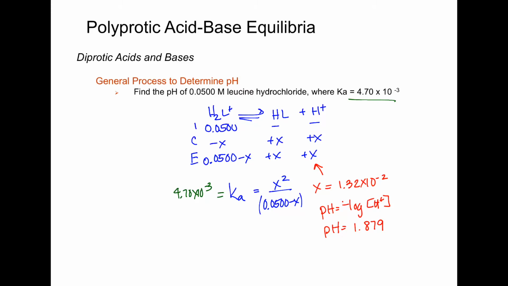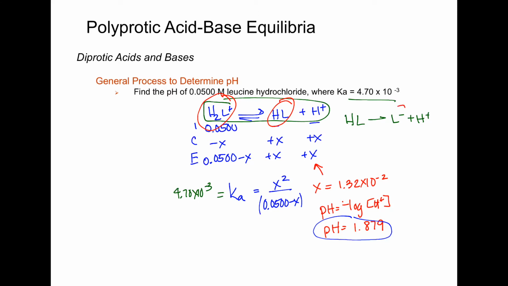Now that's the pH. If the only equilibrium that we really have to worry about is this one here, and we don't have to worry about the one of HL going to L minus and H plus, and so we made that assumption at the beginning to simplify our calculations. The way that we can tell that that assumption is true or not is by looking at the relative concentrations of H2L, HL, and L minus.